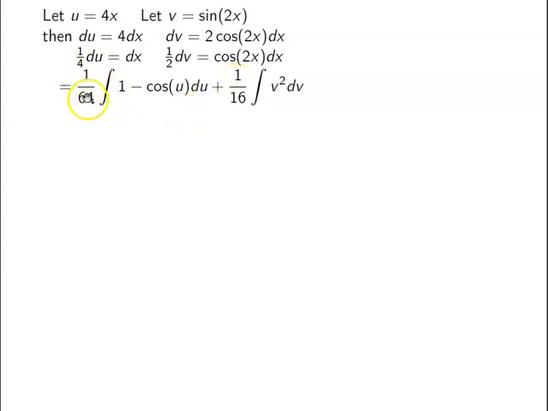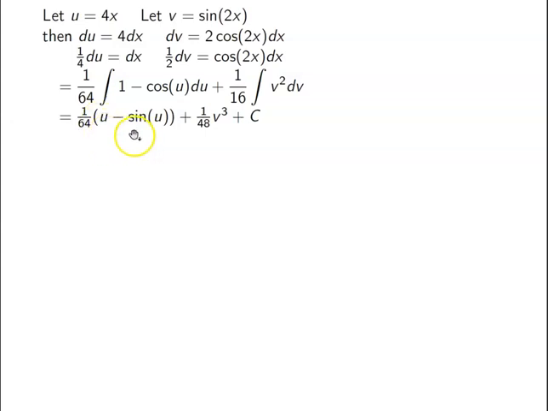So this turns into 1 over 64, 1 minus cosine of u. And this turns into 1 over 16, integral of v squared dv. Much easier, right? This turns into 1/3 v cubed. This turns into a u. This turns into minus sine of u. So things become very, very much cleaner now.